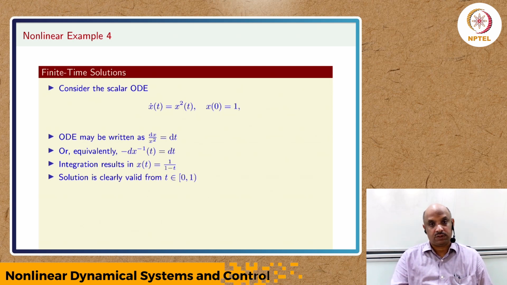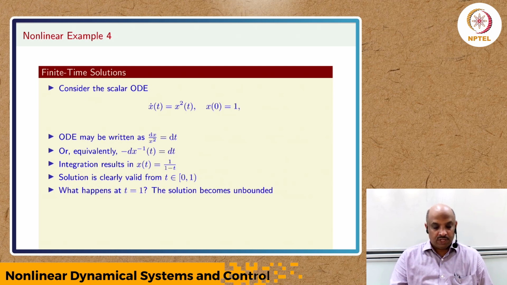What is the problem with this particular solution? Well, as you can see, x of t is going to be, loosely speaking, infinity at exactly t equals 1. So that means we have a valid solution from t equal to 0 all the way till 1, without including 1. But exactly at 1 the solution becomes unbounded, and that's a bad thing, right?